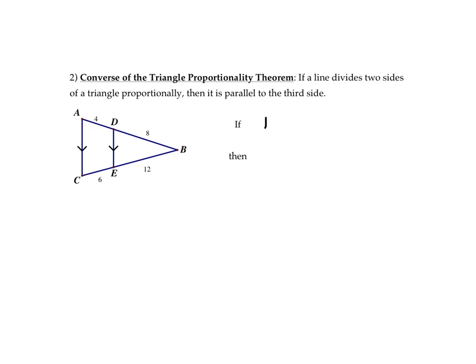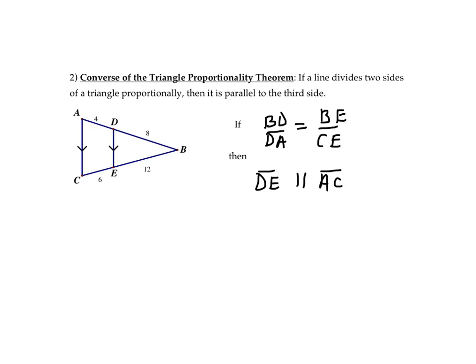If we can prove that BD over DA is equal to BE over CE, then line segment DE will be parallel to line segment AC.